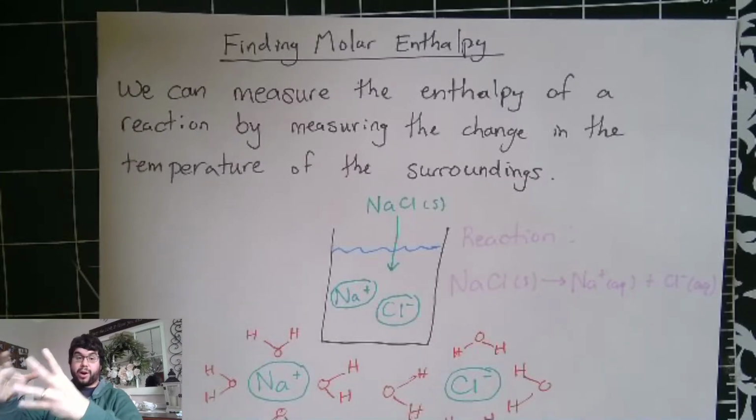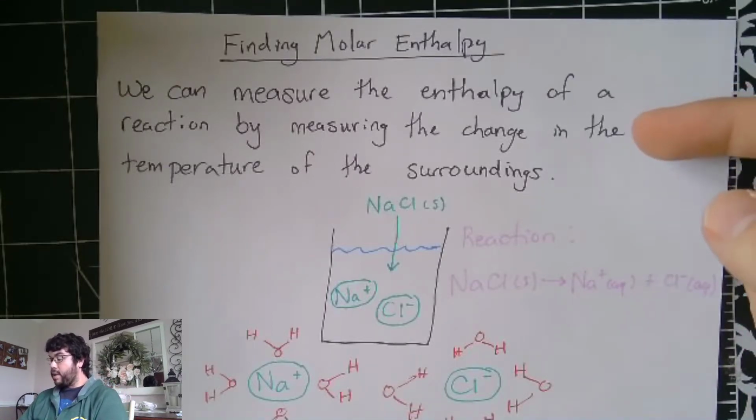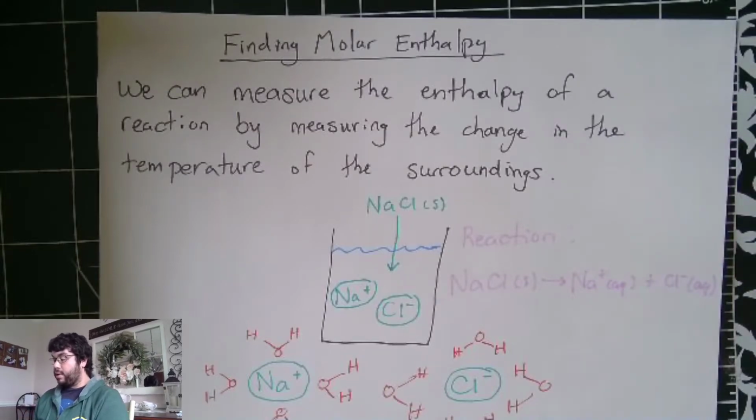So if the water got warmer, then it would be exothermic. If the water got colder, then it would be endothermic. We can measure that change in temperature, and then we can measure how much heat, how much energy in joules, was actually exchanged, and then we can figure out how much energy per mole was exchanged. And that would be the molar enthalpy, the delta H. So we can measure the enthalpy of reaction by measuring the change in the temperature of the surroundings. I want to be really, really clear here.